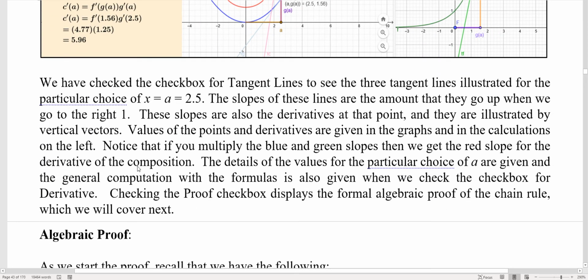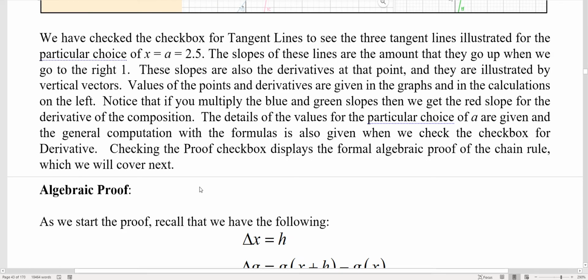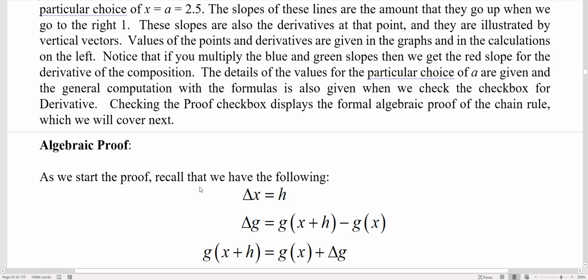Now let's actually do the actual proof. Okay, so we've seen a visual illustration of the chain rule. Now let's work out the actual algebraic proof to show that this works. So to start the proof, let's recall a couple of things. When we're looking at difference quotients, we always let the letter h represent delta x. So delta x and h are the same thing.